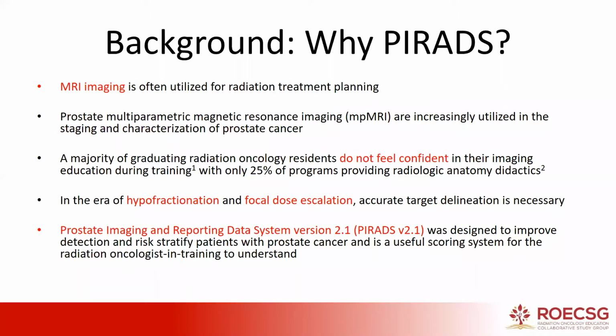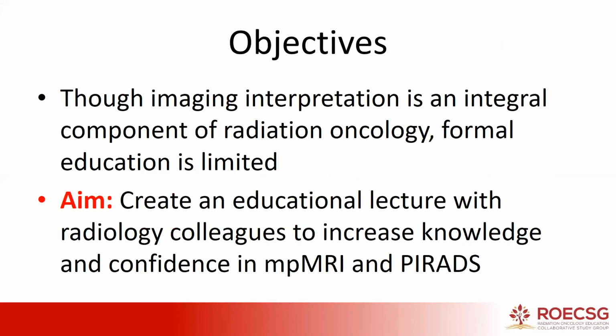In the era of hypofractionation and focal dose escalation, such as the FLAME trial, where an additional boost of radiation was given to the dominant intraprostatic lesion and showed an improvement in biochemical disease-free survival, highly accurate target delineation is necessary. The Prostate Imaging Reporting and Data System was designed to improve detection and risk stratify patients with clinically significant prostate cancer, and is a useful scoring system for radiation oncology residents in training to understand.